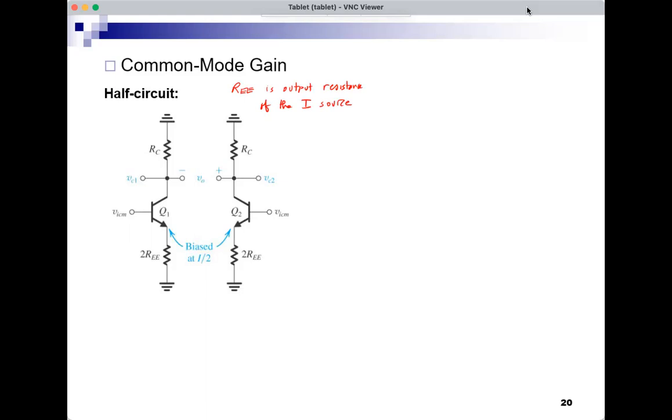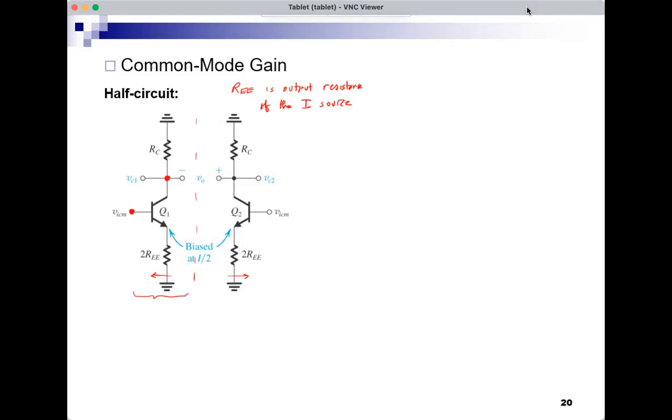Then I can split the circuit into two half circuits due to symmetry. I can do that. The first half circuit is on the left, and the second is on the right. And each will get 2 REE, such that when I rejoin them, the 2 REEs will be in parallel with each other, and their parallel combination would be 2 REE parallel to 2 REE, and that's REE. So this is the half circuit, and I want to find the output here at the collector when the input is at the base, and there is a resistor 2 REE between the emitter and ground.